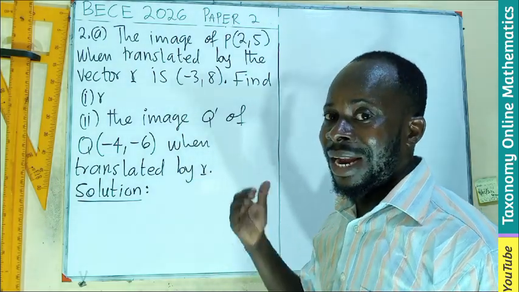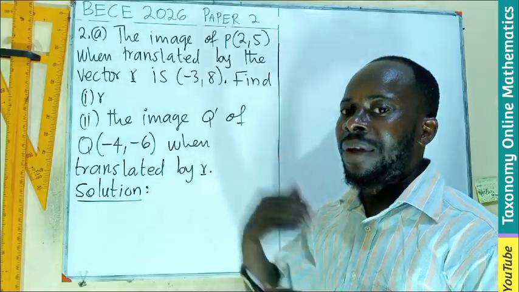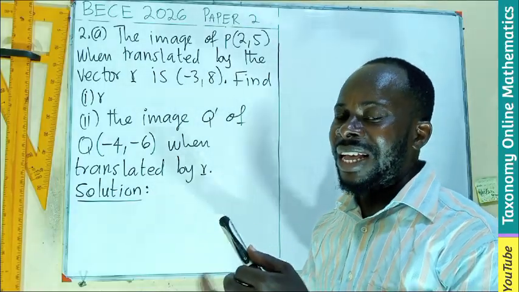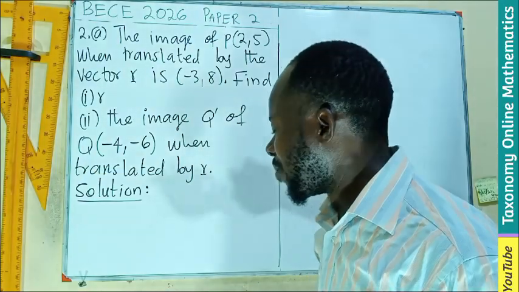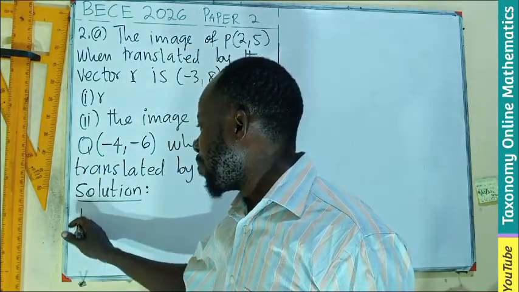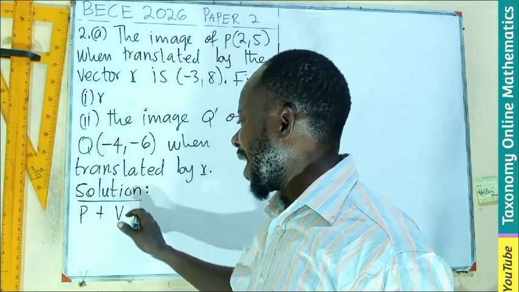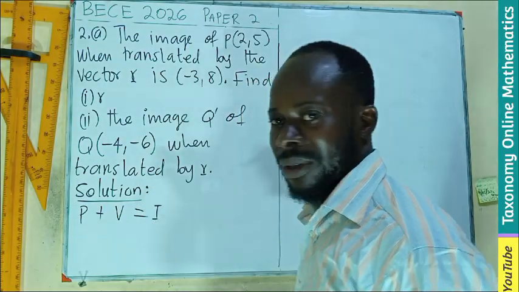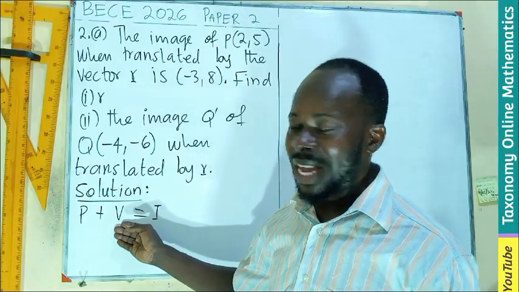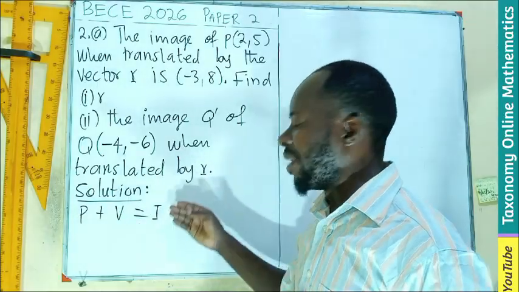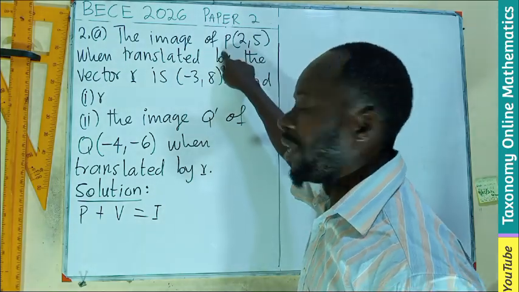Remember, this is another topic, vector. So translation is to carry. A translation vector carries a point to a different destination. So this is like looking for a point being translated by a vector, and the vector is the vehicle carrying the point to a different destination called the image. So from here, the point is P.